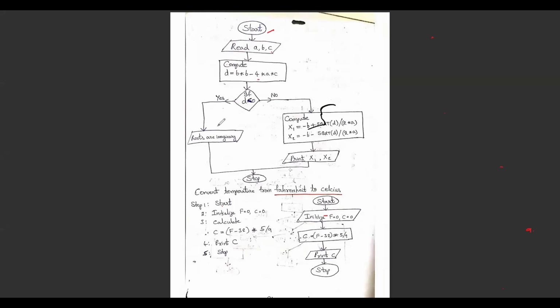If d value is less than 0, if yes, you're going to print roots are imaginary. You can't perform any roots for that. Then if d is not less than 0, then you're going to compute your x1 as well as x2 values, and you're going to print that x1 and x2.